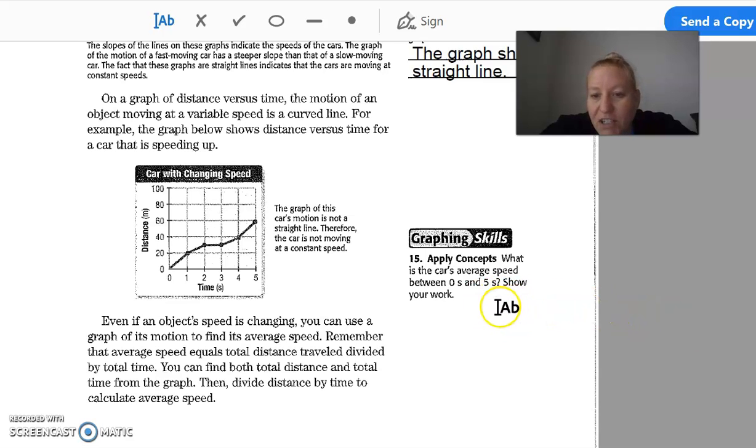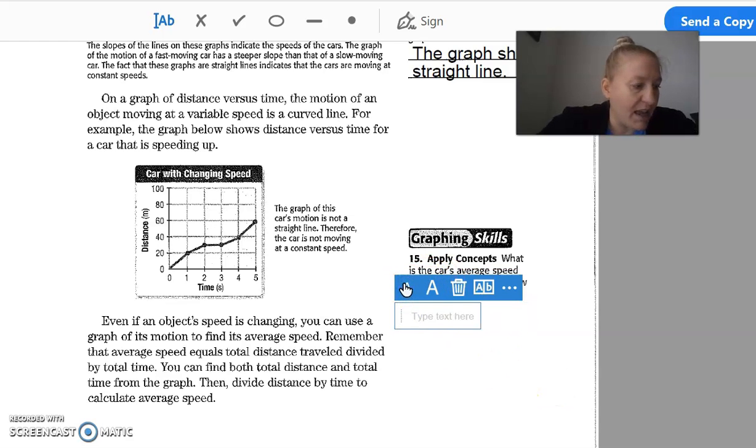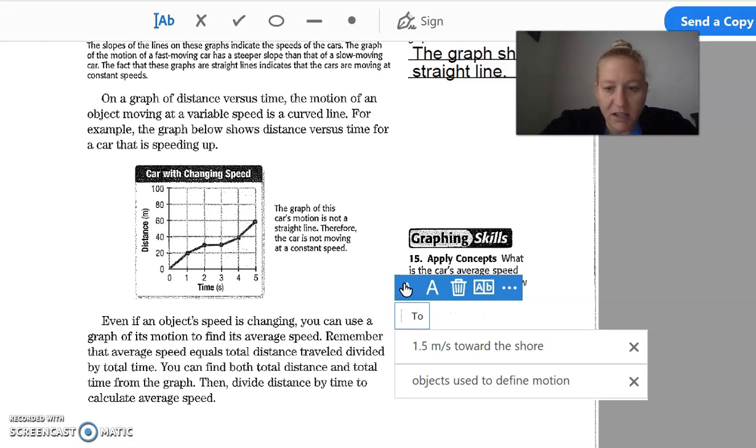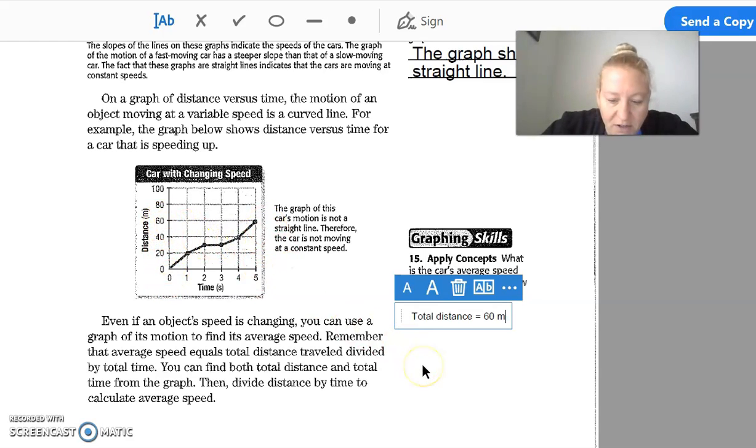So what is the average speed between 0 seconds and 5 seconds? Let's look at it. We have total distance equals 60 meters. Do you see we got that from 0 to 5 seconds? We went 60 meters. And total time equals 5 seconds.